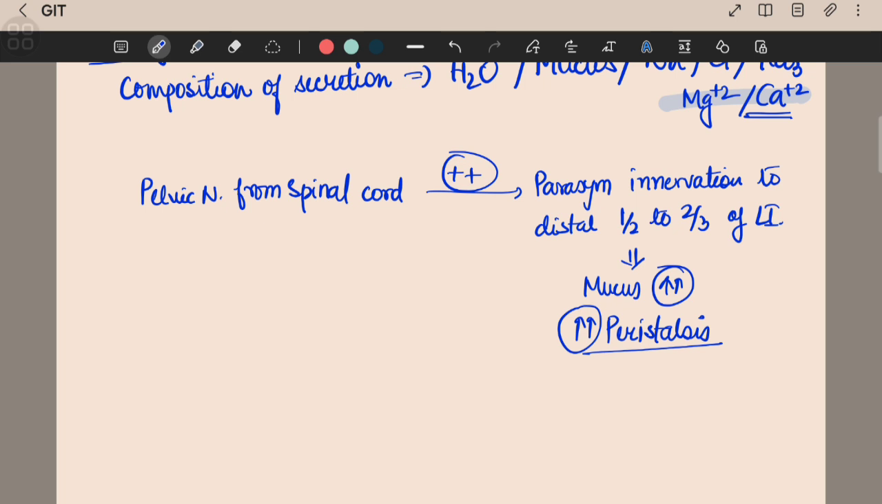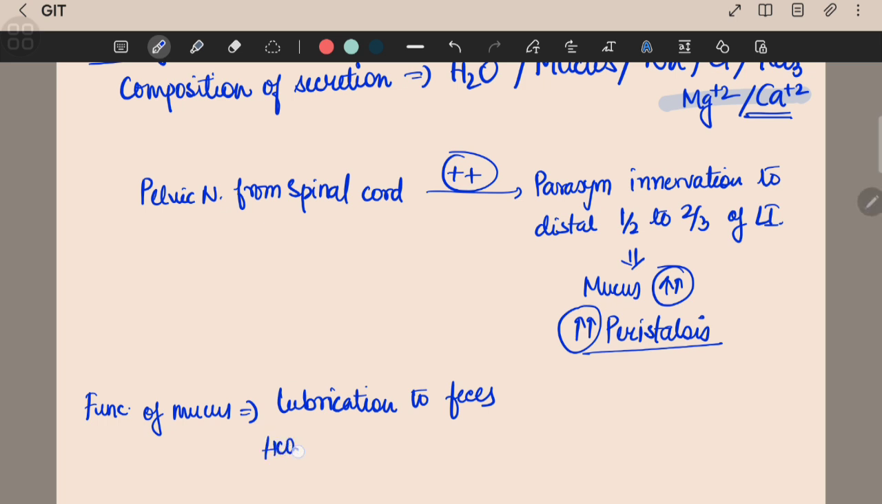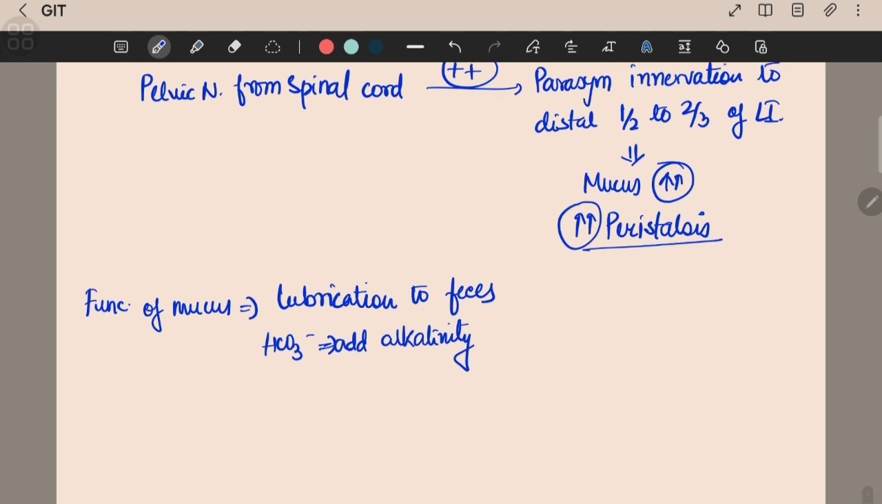Now, the functions of mucus, which we all know are very important for the large intestine. Remember, it adds lubrication and aids motility so that the stool can pass easily through the rectum and the anal canal. So it provides lubrication to fecal matter. Along with water, this mucus is important. The mucus also adds alkalinity to the large intestine because of the presence of bicarbonate, so that there is easier movement. So this was the importance of mucus.